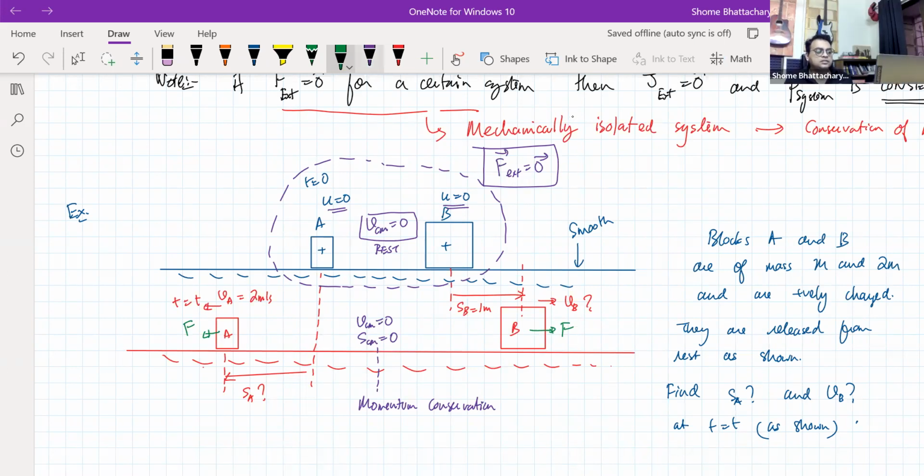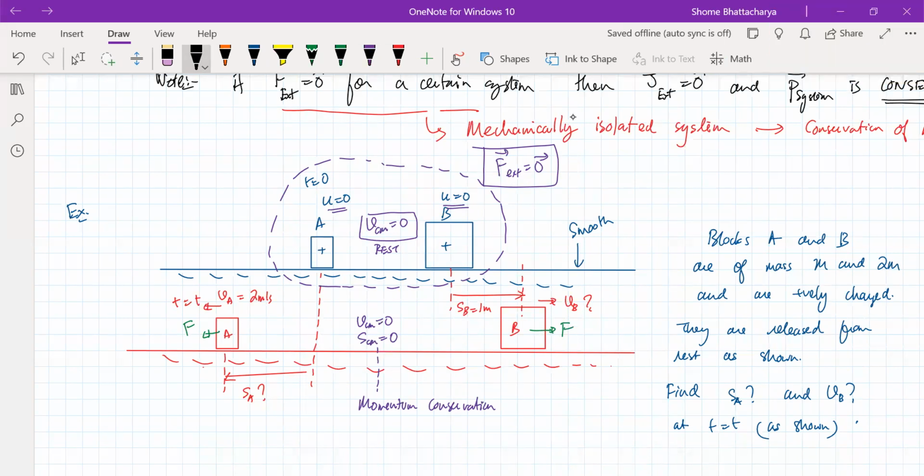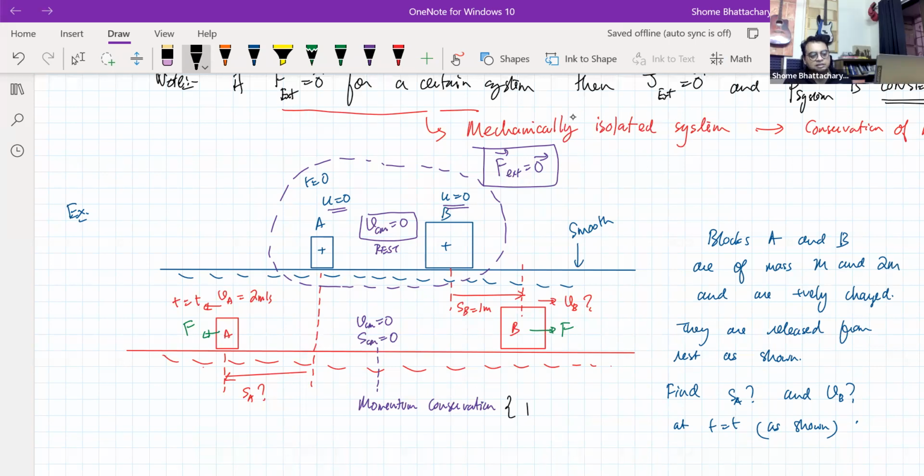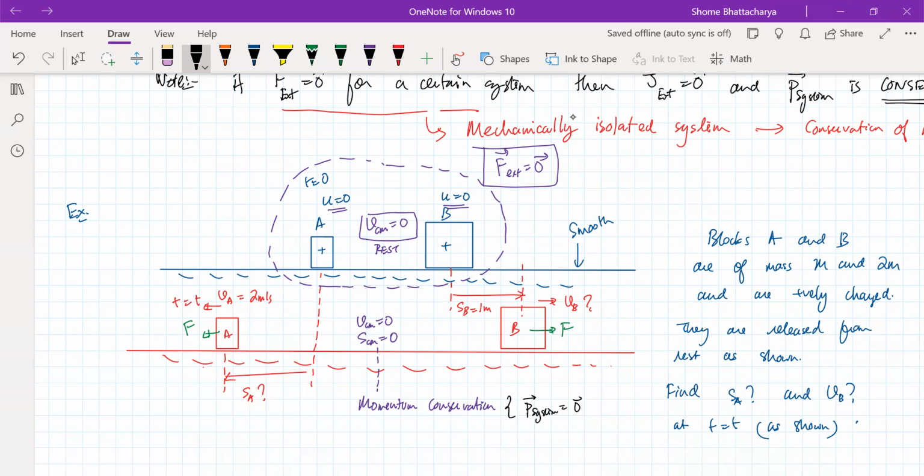Because there's no net external force. The repulsive forces are internal forces which cancel in action and reaction. You understood? So momentum is conserved, and that momentum is equal to how much for the system? It is 0 because the system was at rest to begin with.